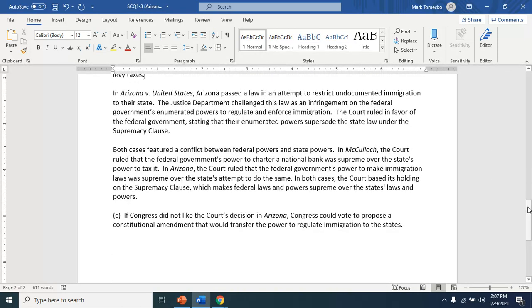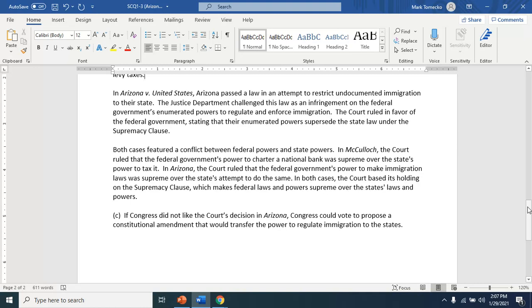This is the comparison. Notice that I'm using a lot of sentences like both cases, right? Both cases featured a conflict between federal power and state power. It's about federalism. In McCulloch, the court ruled that the federal government's power to charter a bank was supreme over the state's power to tax it. Likewise, in Arizona, the court ruled that the federal government's power to make immigration laws was supreme over the state's attempt to do the same.